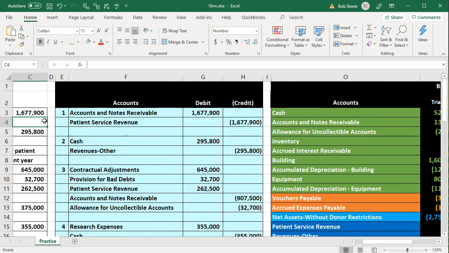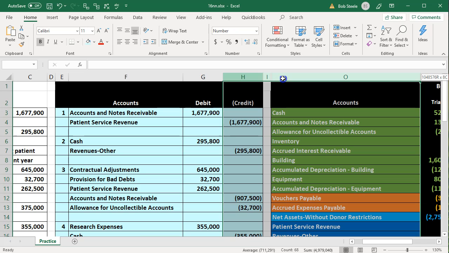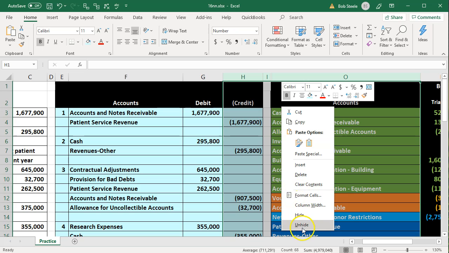In order to do so, we're going to have to unhide some cells. We're going to do a little bit of maintenance before we keep going. There's going to be some hidden cells between columns I and O, so we want to unhide those columns. To do so, we're going to click on column H and then select over to column L, let go, and then right click on that selected area and unhide.